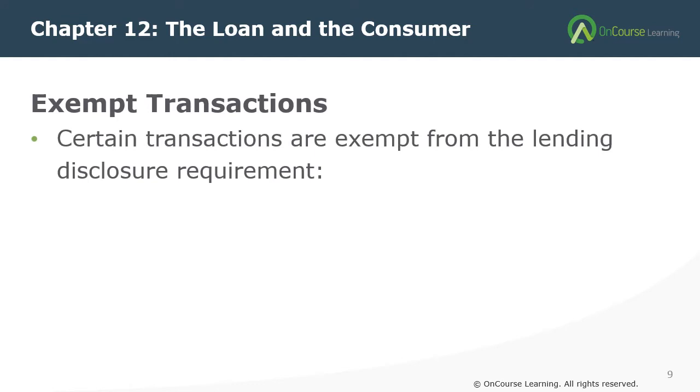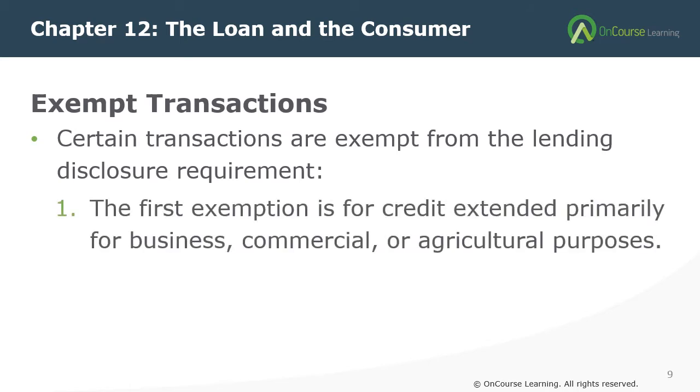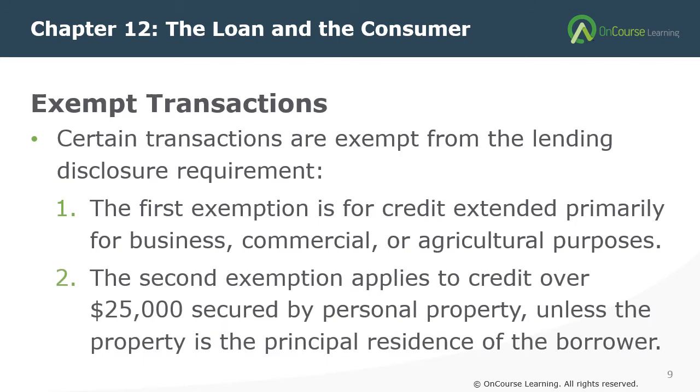There are certain transactions that are exempt from this lending disclosure requirement. The first exemption is for credit extended primarily for business, commercial, or agricultural purposes, and the second exemption applies to credit over $25,000 secured by personal property, unless the property is the principal residence of the borrower.